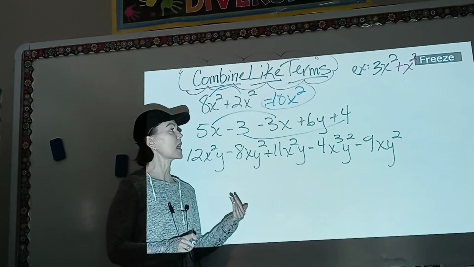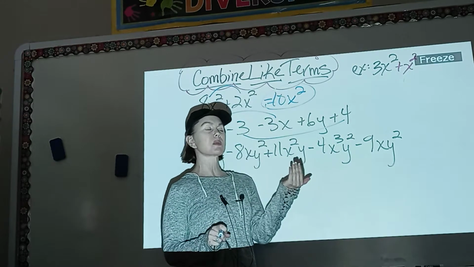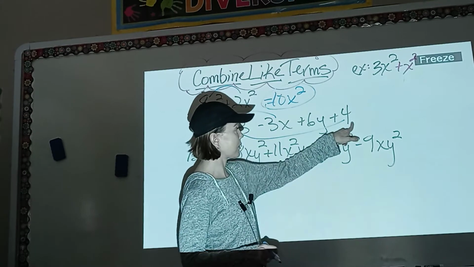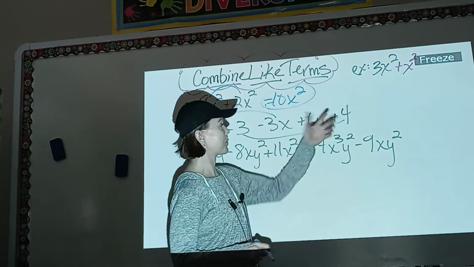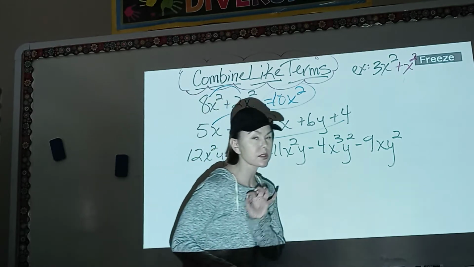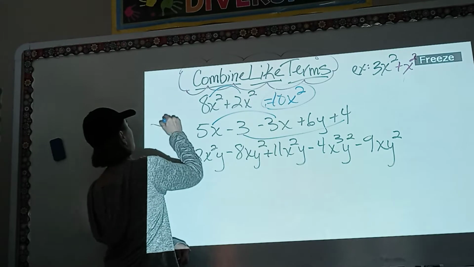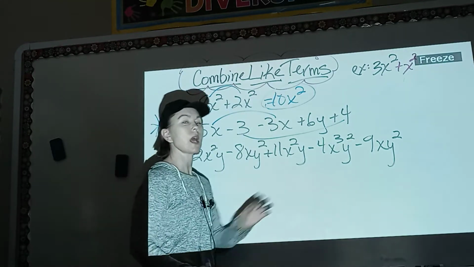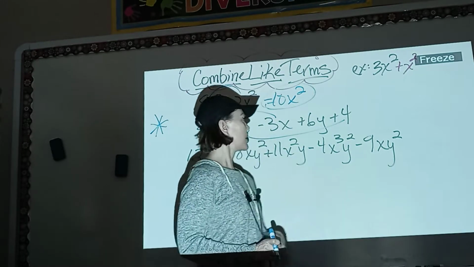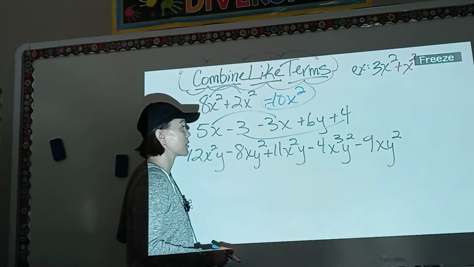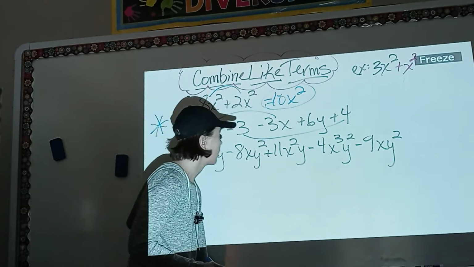Some students think that they are not like terms because there's no variable connected to that coefficient, but numbers are like terms. Please, please, please put the star. Numbers are like terms. Now this 6y, nothing to combine it with, so it just stays there all by its lonesome.